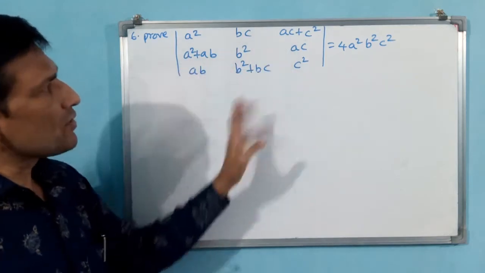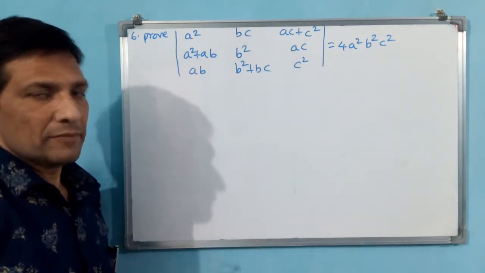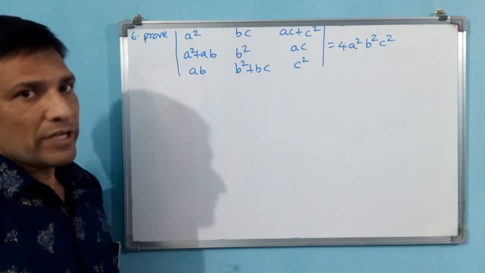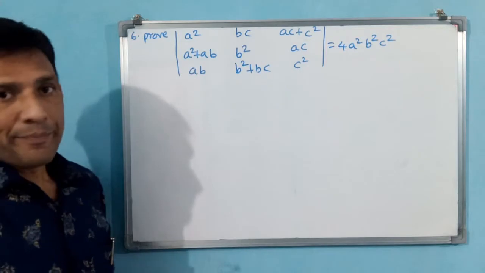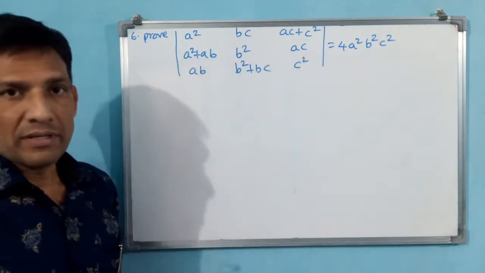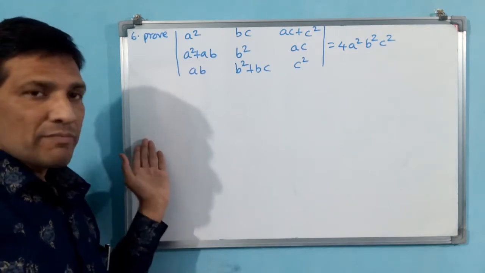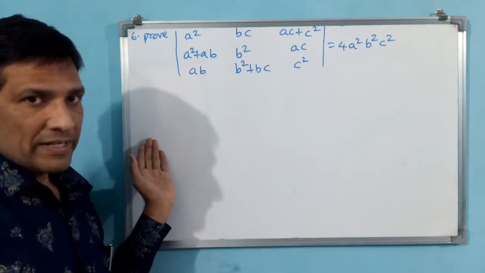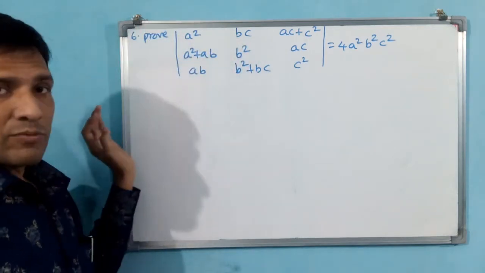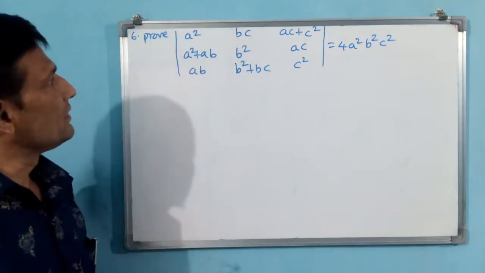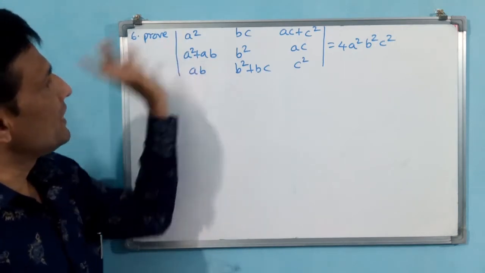Directly, if you add and subtract, you are not going to get 4a square b square c square. One thing we can do, like earlier, is multiply R1 with a, R2 with b, R3 with c. Then we keep abc outside as a divisor. Then take a from column 1, b from column 2, c from column 3.